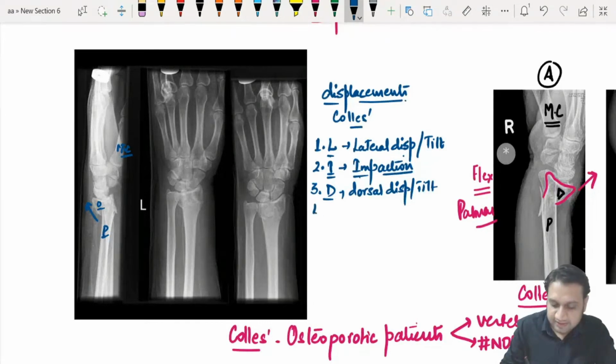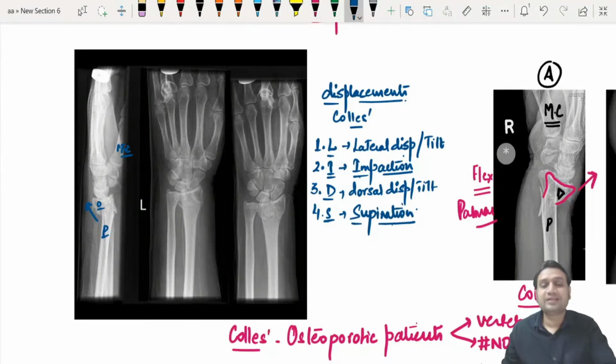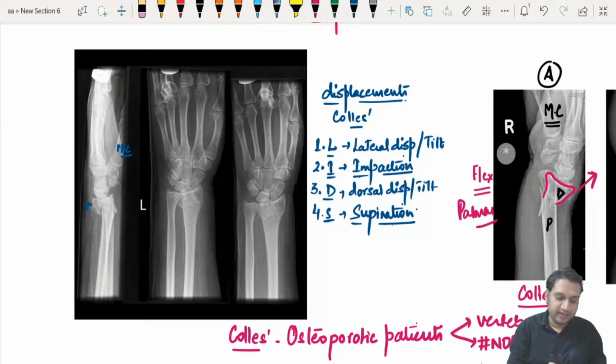And fourth is S. S stands for supination. What does that mean? The distal fragment is actually going into supination, right? Fragments are deviating. So it easily tells you what we need to achieve is to correct the position of both the fragments. If you leave the patient in this position only, and if you apply plaster, what will happen? This deformity is going to happen.